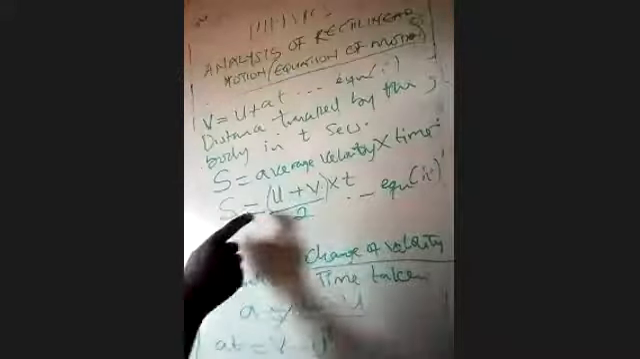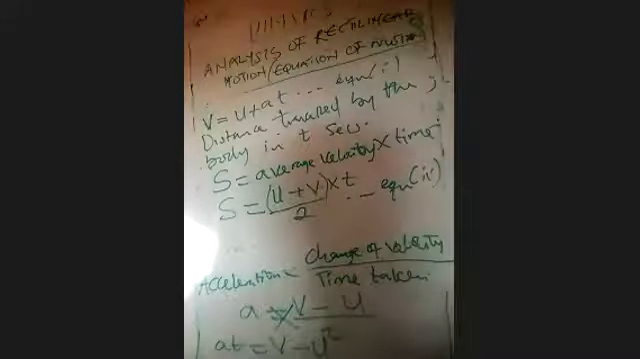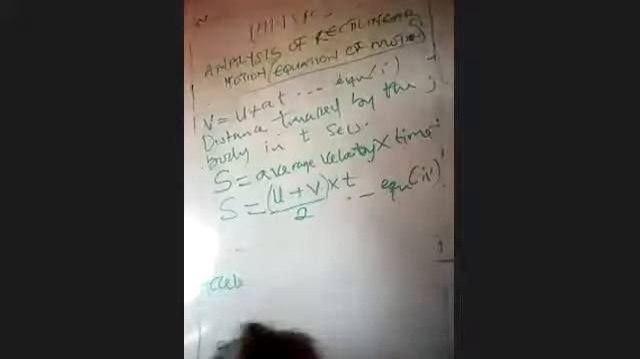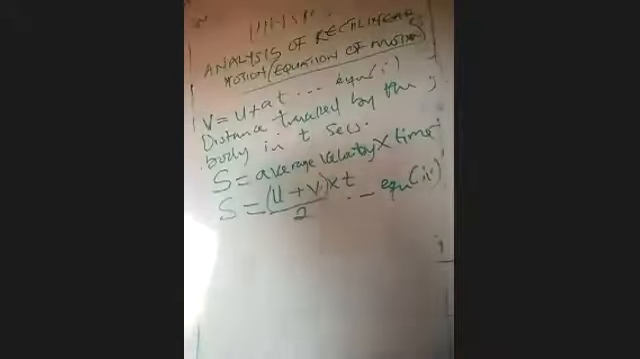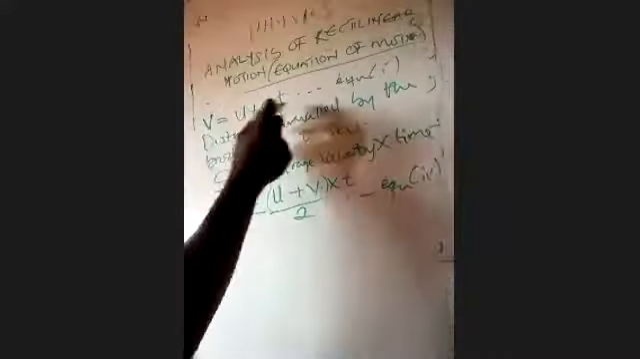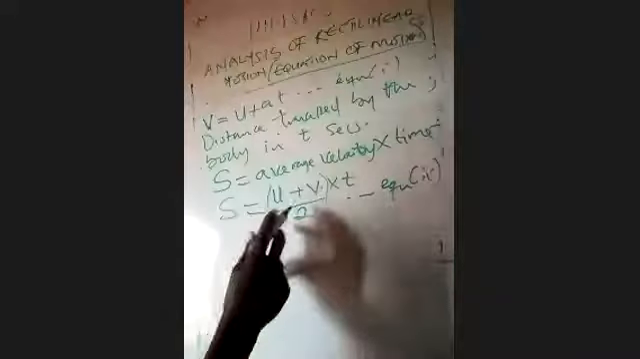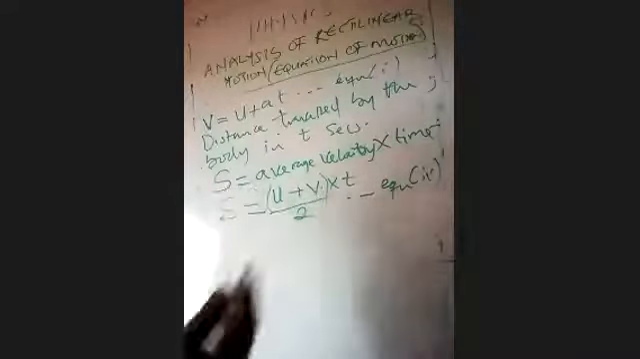So distance is represented by S, which is equal to average velocity times time. Average velocity is equal to (U plus V) all over 2, times T. So we take this as our equation 2. You have to take note. Now, our equation 1 is V is equal to U plus a t. Our equation 2 is S is equal to (U plus V) all over 2 times T.